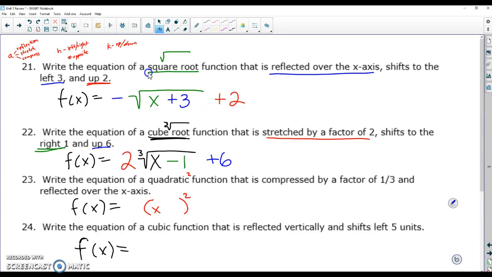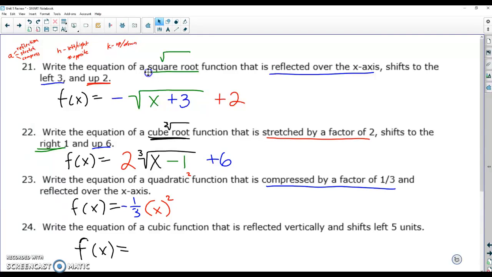It says that they want it compressed by a factor of 1/3. Compressions happen in the front, so a factor of 1/3 means we put a 1/3 in the front, and then it's reflected over the x-axis. Now guys, I don't care what words it says. If it says reflect, we put a negative. If it's already a negative, then we'll switch it to a positive. Now there aren't any other things to put in, so I'm just going to take this parentheses and scoot it over, and that's what our answer is for that one.